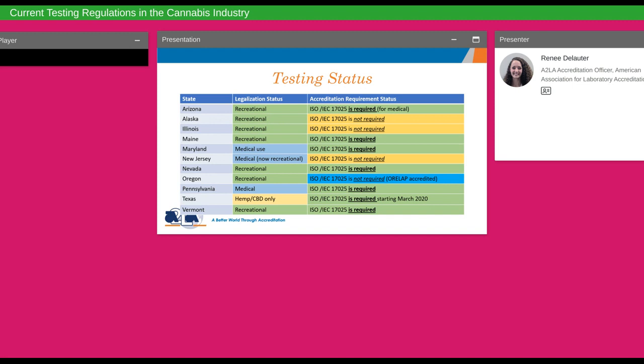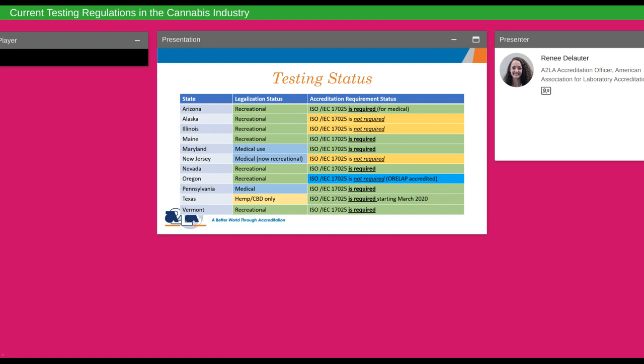They have their own state accreditation program called ORLAB. ORLAB stands for Oregon Environmental Laboratory Accreditation Program, so they do not require cannabis labs to seek accreditation from an ILAC accreditation body. This program is what environmental labs in Oregon are assessed to.